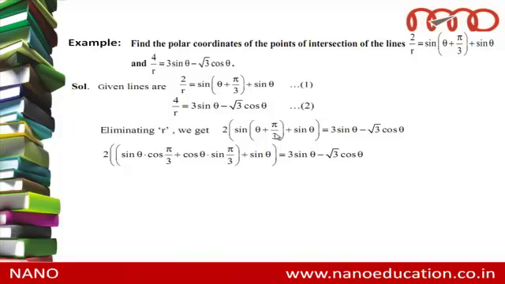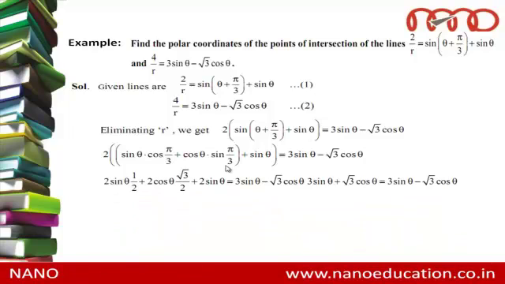Simply expand sin theta plus pi by 3. Segregate all the terms together. First write the expansion, then simplification. We have to write all theta terms together. So you can see sin theta gets cancelled through the equation and you have a simple equation, 2 root 3 cos theta is equal to 0, which implies cos theta is 0 or theta is pi by 2. So theta for our point of intersection is pi by 2.